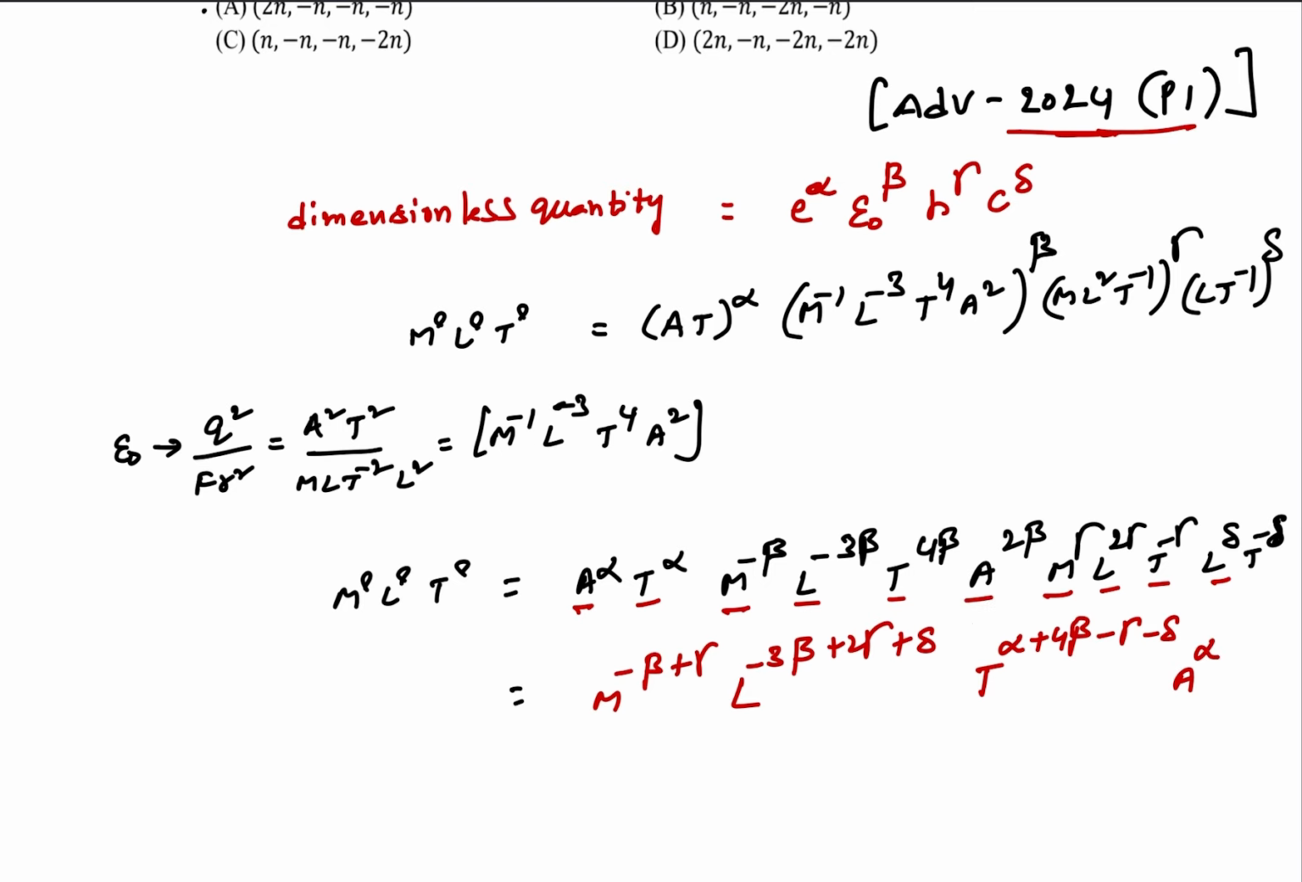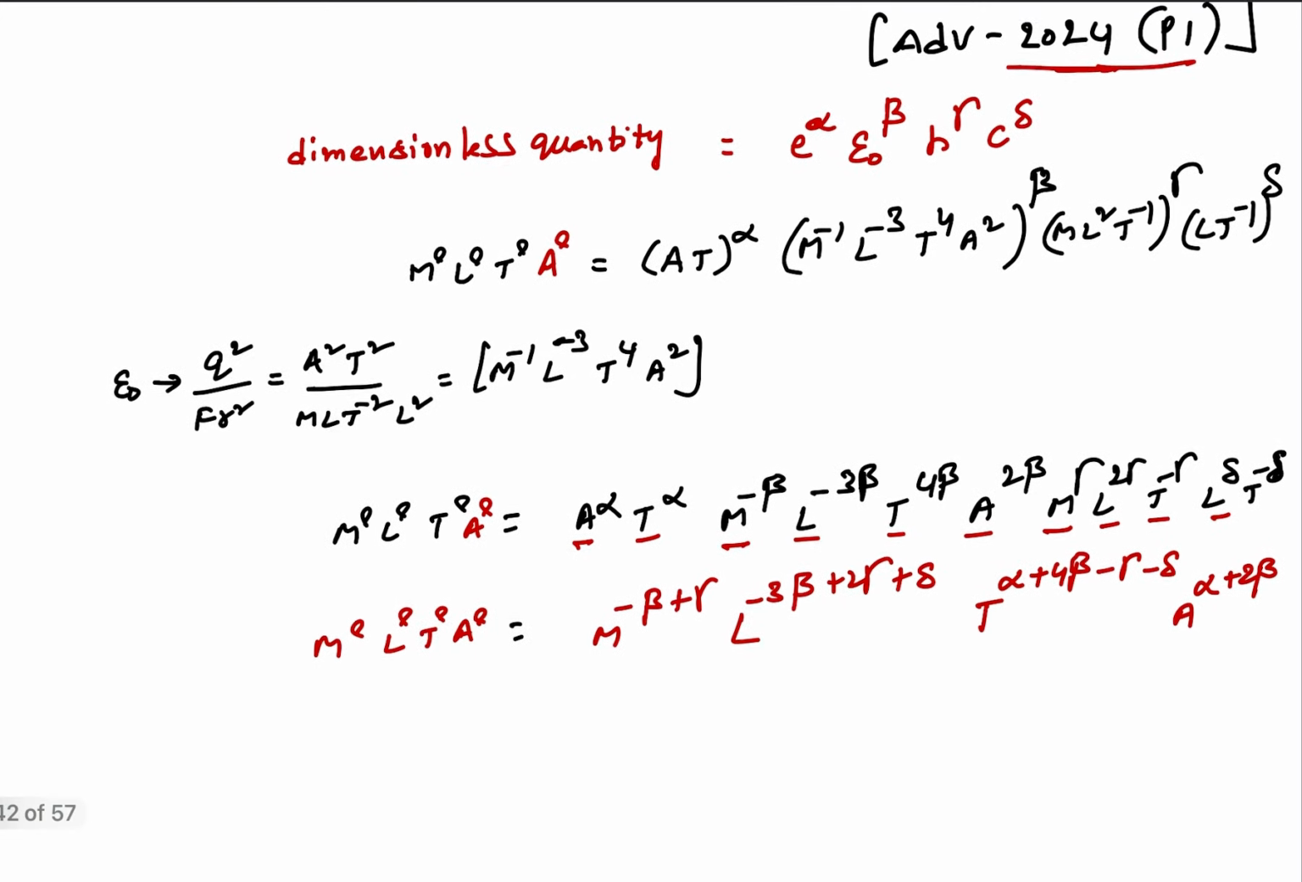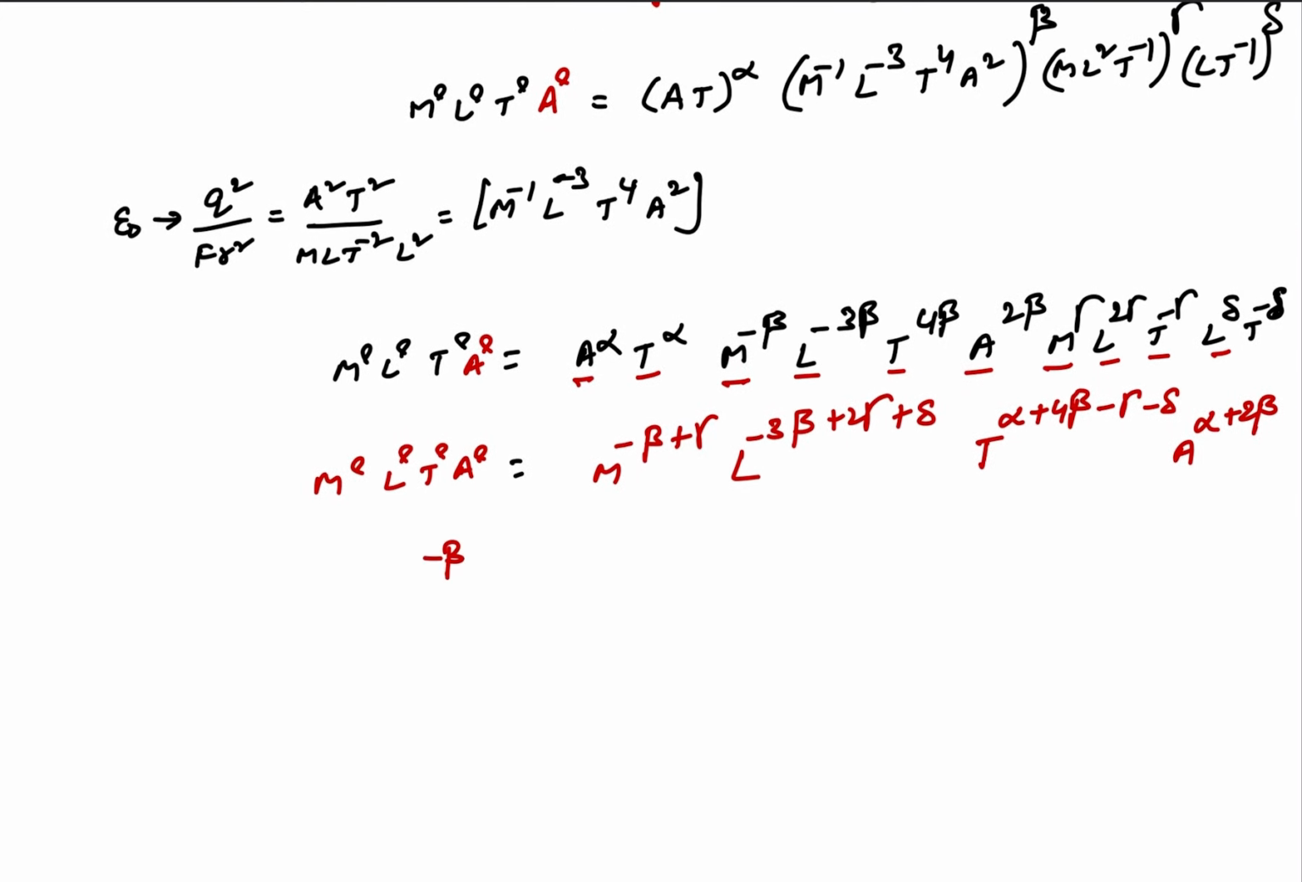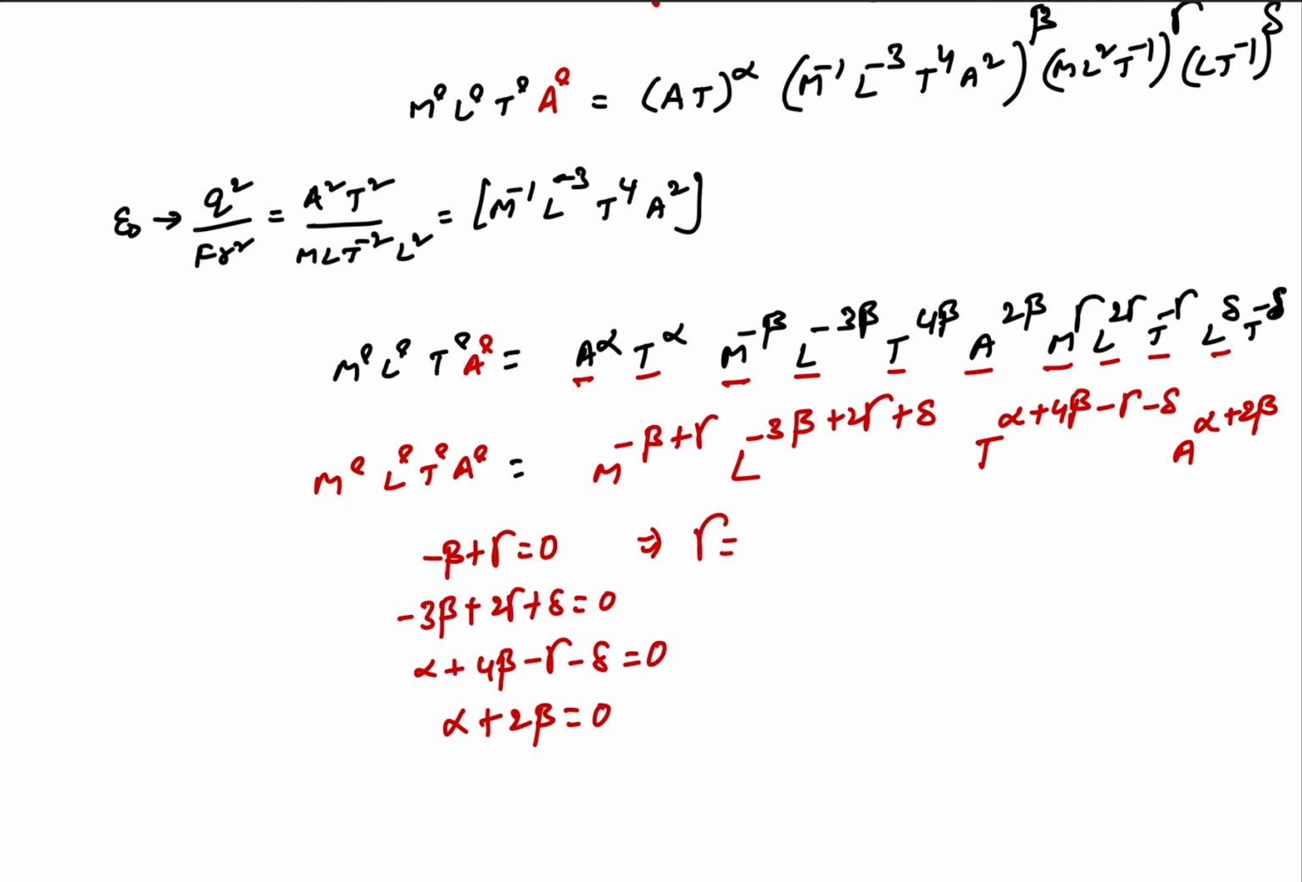MLT I have written, A term also there: A^alpha, next A^2beta, that's all. On the left side, M^0, L^0, T^0, and A^0 also. Now you can write minus beta plus gamma is equal to 0, minus 3 beta plus 2 gamma plus delta is equal to 0, alpha plus 4 beta minus gamma minus delta is equal to 0, alpha plus 2 beta is equal to 0.